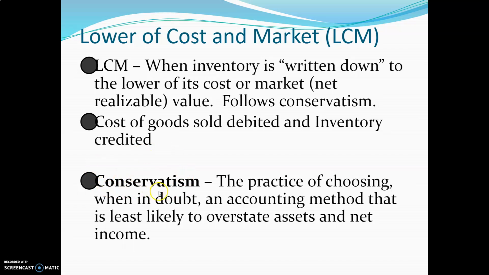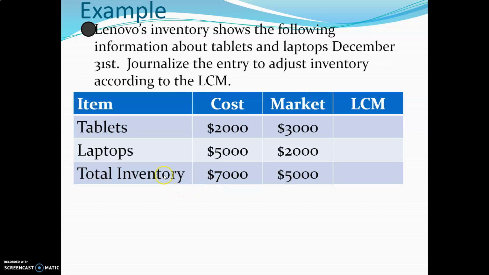So just to review, conservatism is the practice of choosing, when in doubt, an accounting method that is least likely to overstate the assets and then the net income. Ultimately, we're trying to have accurate financial statements. So let's take a look at an example.